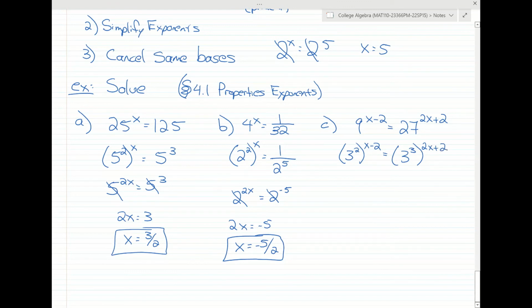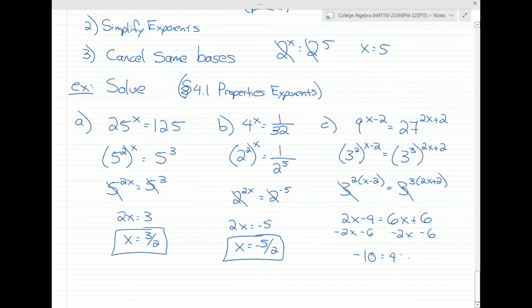The rest of it is very easy. We just multiply power to a power. We're going to do 2 times x minus 2 equal to 3 times 2x plus 2. This is just very, very simple algebra. Cancel out the bases. 2x minus 4 is equal to 6x plus 6. Putting everything on one side, 10 is equal to 4x. Negative 5 over 2 if you simplify. It works the same way with fractions. Generally, that's how you do it.